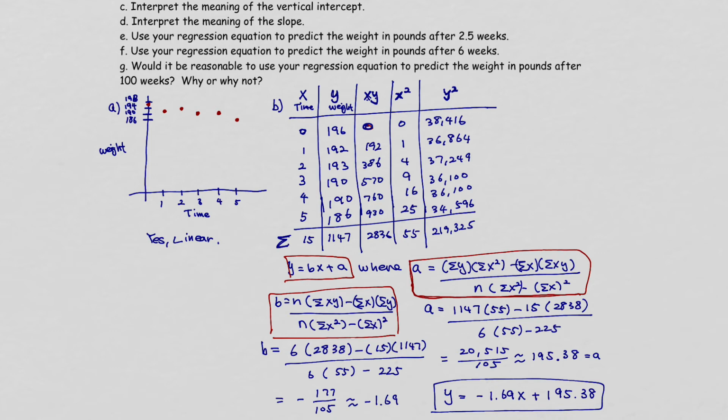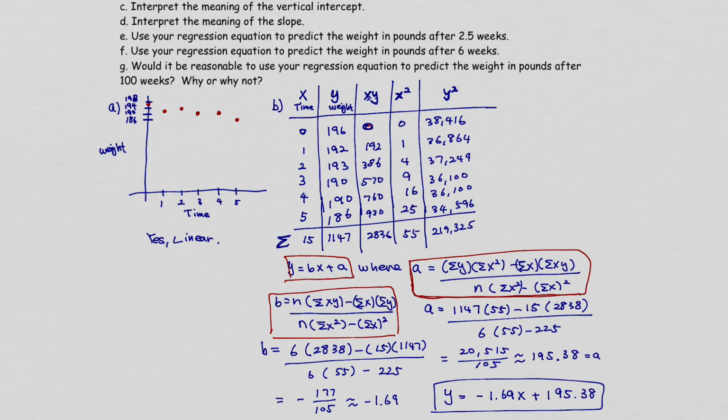And then D is asking to interpret the meaning of the slope. So we need to know which one is the slope. Remember B, the number in front of the variable x is going to be the slope. So this one has a negative slope. It means it's decreasing, right? So weight is going to be decreasing by this amount. X is the time, so it will be decreasing this amount each week. So each week, the weight decreased by approximately 1.69 pounds.